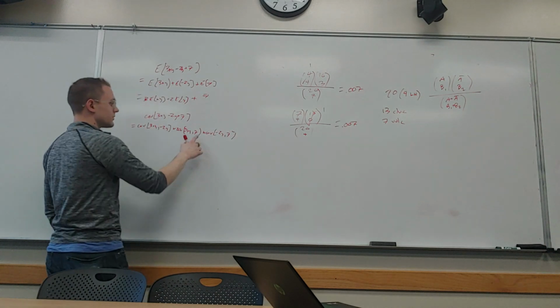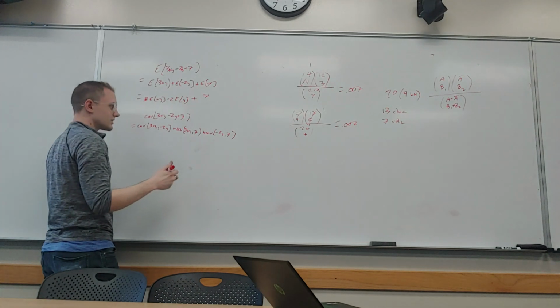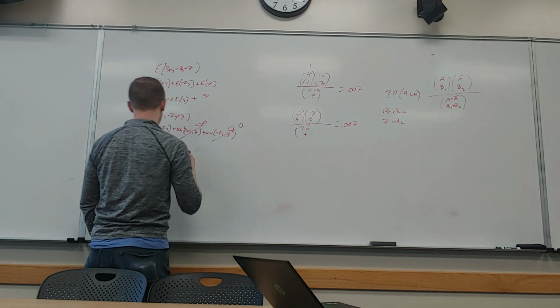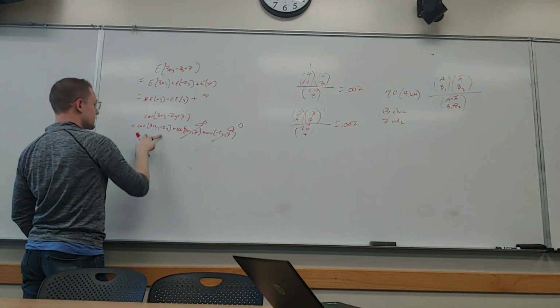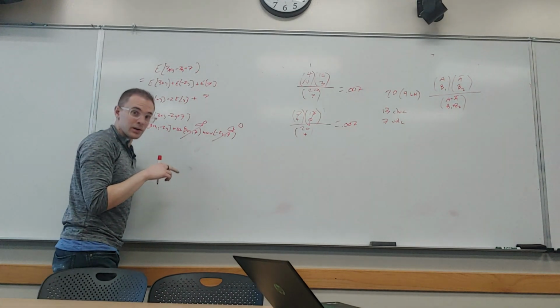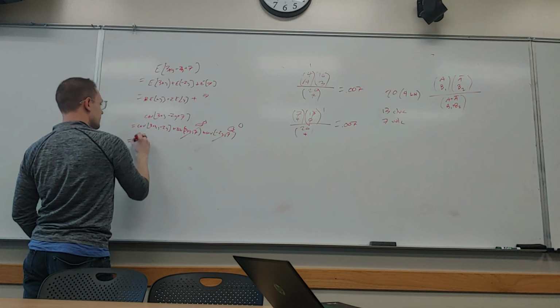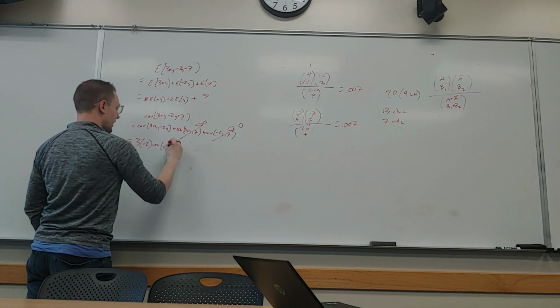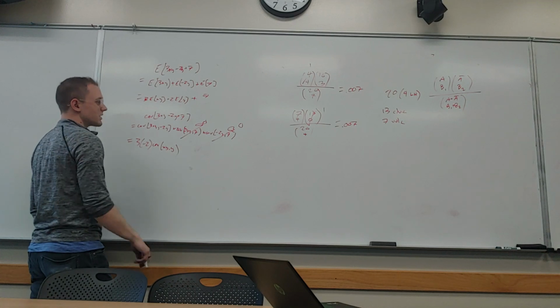Well, the covariance of something and a constant is actually just 0, right? There is no covariance there. So that just leaves us with this, and we can actually pull these constants out one at a time from covariance. So this is going to be 3 times negative 2 times the covariance of xy and y. Okay, that's the same thing.